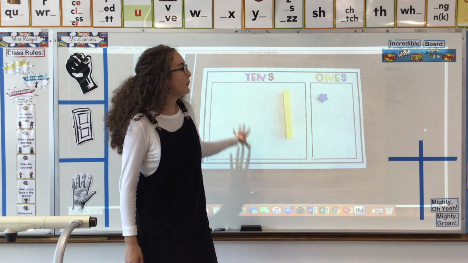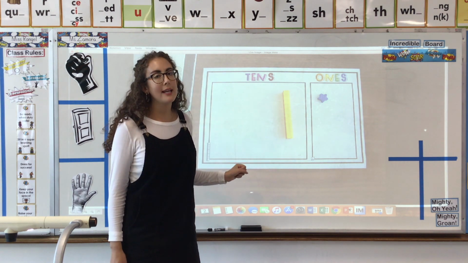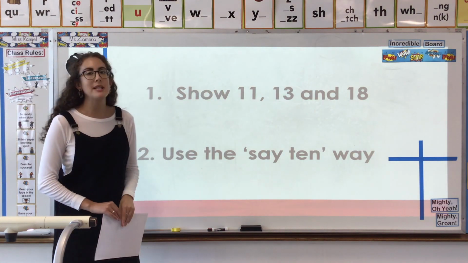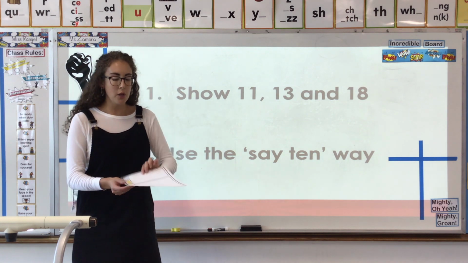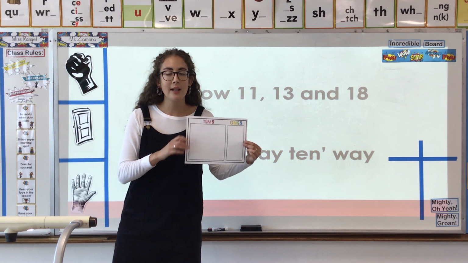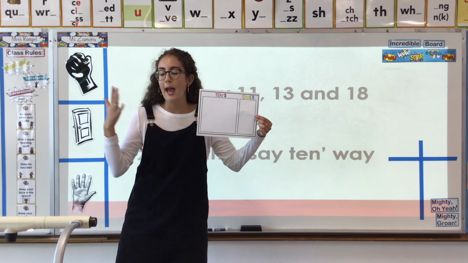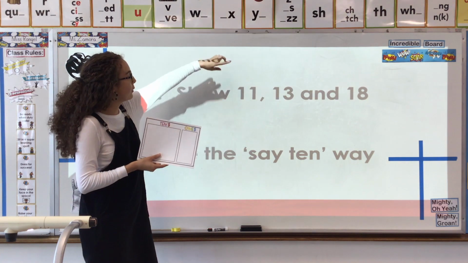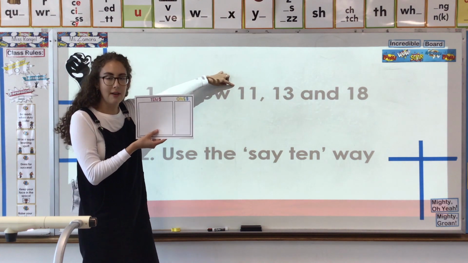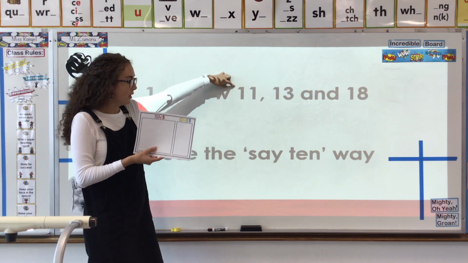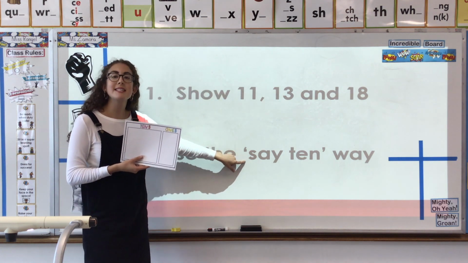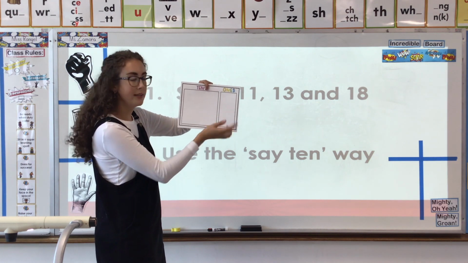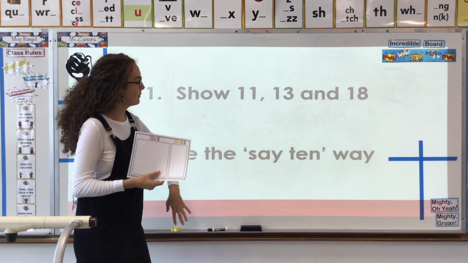Okay, I'm going to bring back up our PowerPoint so I can let you know what I need you to do. Okay, here is your assignment to practice this on your own. You are going to use your place value chart and your 10 sticks and your counters just like we did all together. On your place value chart, I want you to show the number 11. Then you will say the number the Say 10 way. 11, 10, 1. Then you'll clear.